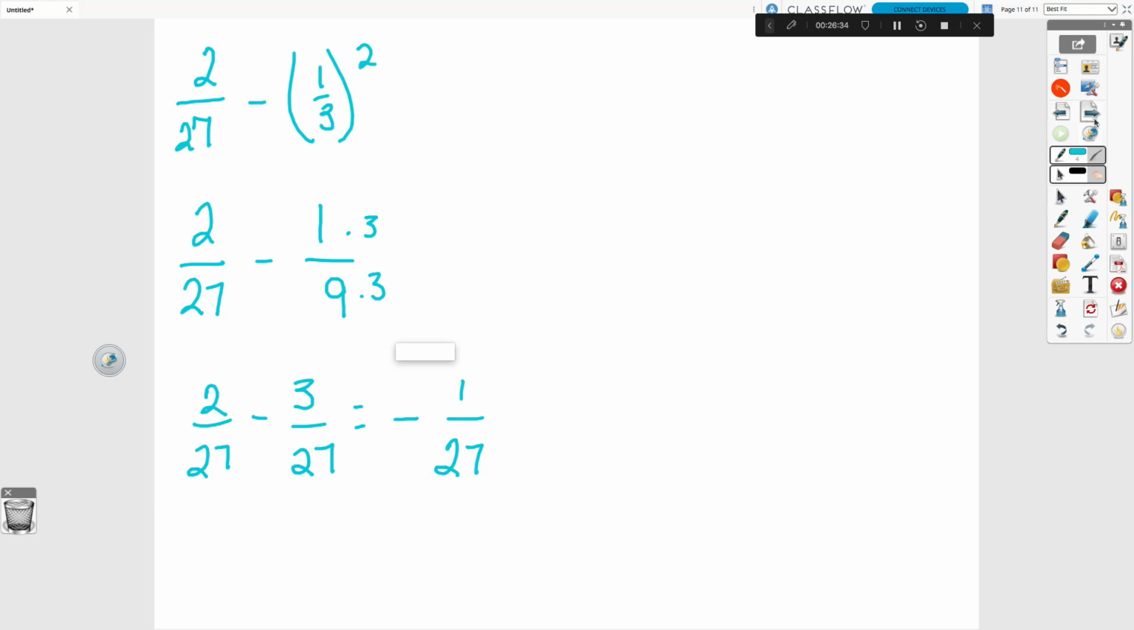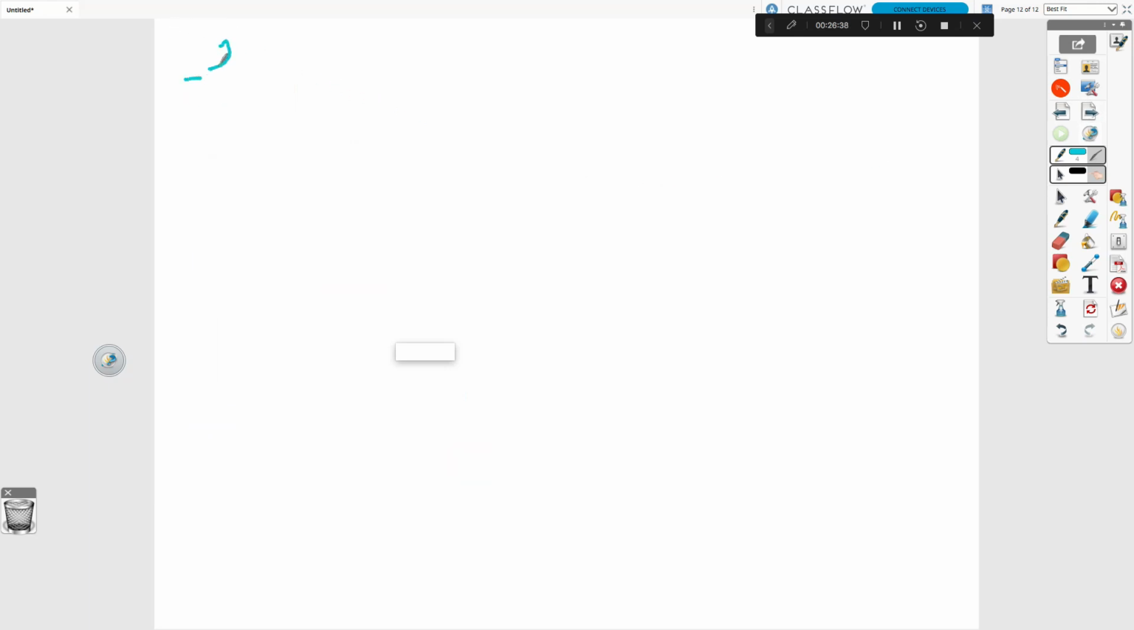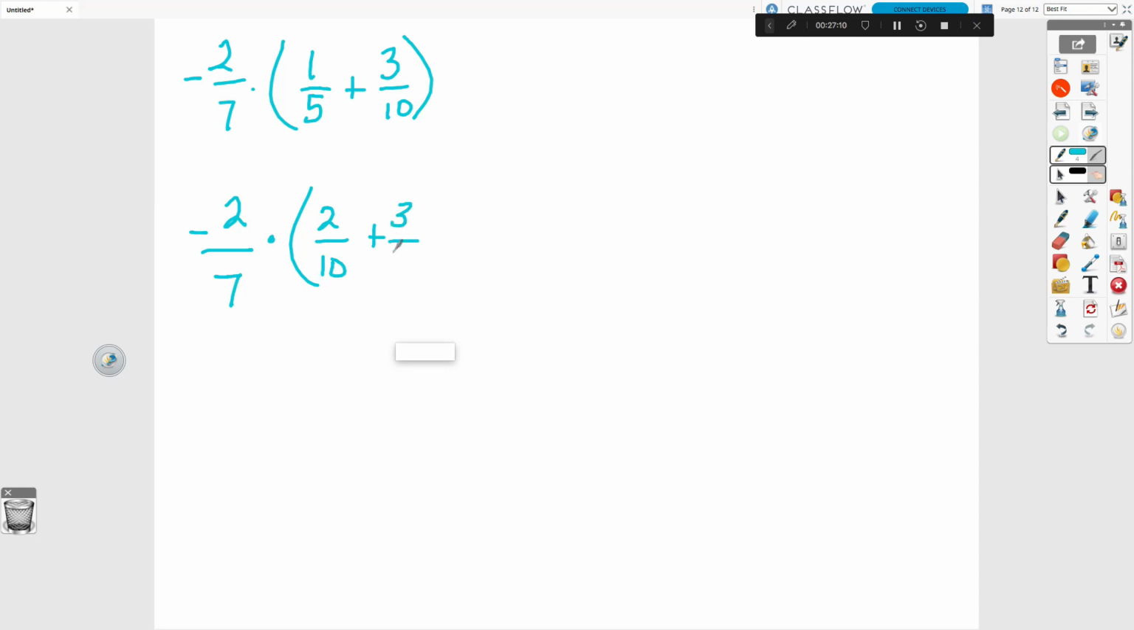Problem number 86. Have a -2/7 times 1/5 plus 3/10. What am I doing first? Inside the parentheses first, so I have to add these two fractions together. In order to add them, I have to have a common denominator between 5 and 10. What is that going to be? 10. So that becomes 2/10 plus 3/10. When I add those together, that becomes, now I'm multiplying a -2/7 times my 5/10. But you don't reduce the 5/10. You leave it the way it is. You can leave it, yeah. Yep.